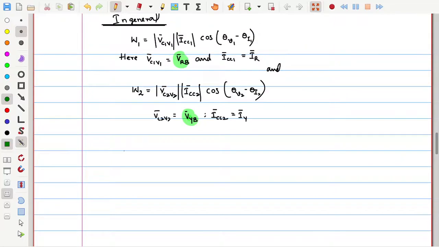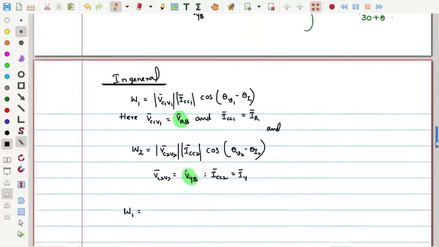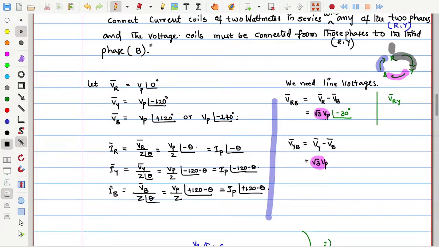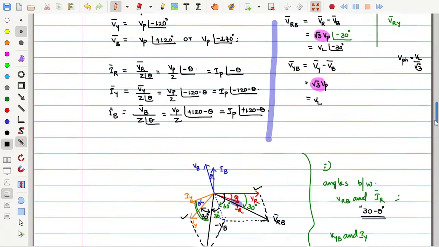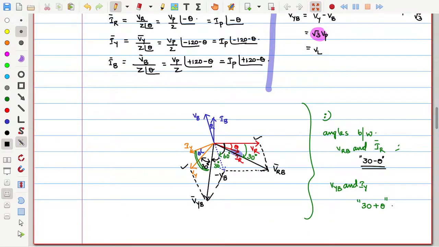Now let us write what W1 is. Can I write W1 as... how much is the voltage magnitude? Tell me. Root 3 into Vp. Can I write root 3 into Vp as VL? Vphase is equal to VL by root 3, right? So in star connection, Vphase is equal to VL by root 3. That means root 3 into Vphase is VL. What about here? This is also VL. But how much is this angle? Now I can say how much VYB is.